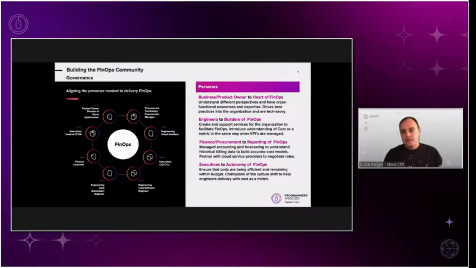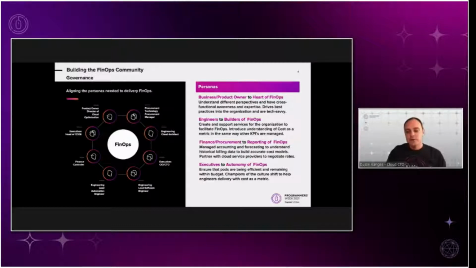And then finally, we have our executive leadership. The executive leadership team can come from the CCOE, can be your CIO, your CTO, but they're the champions of the culture change. They're champions of building autonomy within the pod structure, within the model. And they're really focused on how do we move that forward.